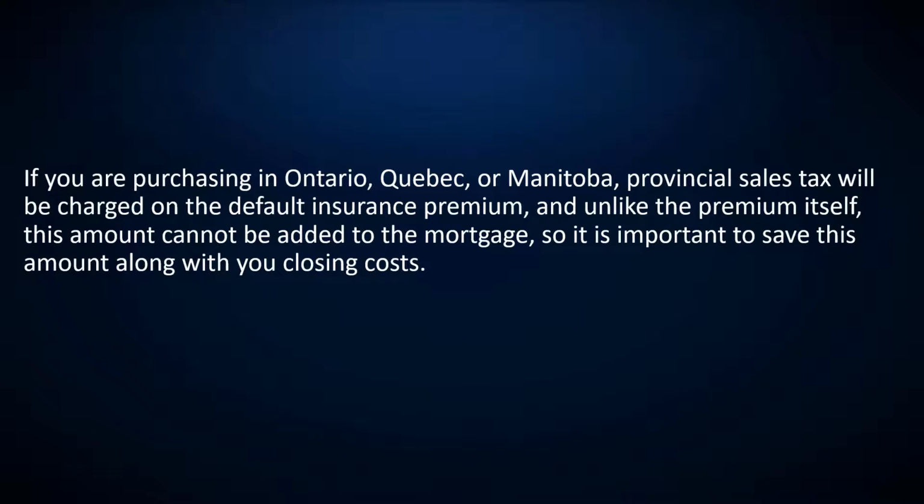If you are purchasing in Ontario, Quebec, or Manitoba, provincial sales tax will be charged on the default insurance premium, and unlike the premium itself, this amount cannot be added to your mortgage, so it's important to save the amount along with your closing costs.